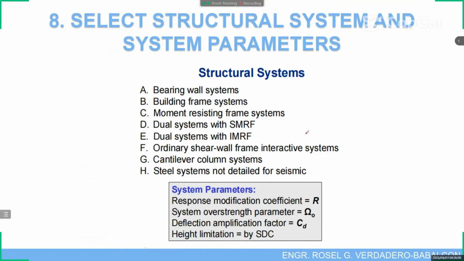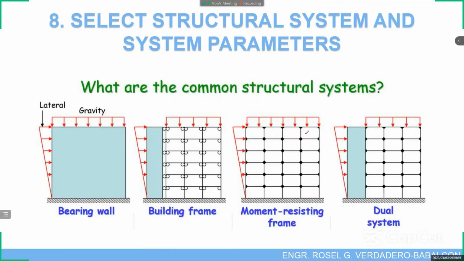So we have the bearing wall system, building frame system, moment resisting frame system, dual system with SMRF, dual system with IMRF, ordinary shear wall frame interactive systems, cantilevered column system, and steel systems not detailed for seismic. So these are the common structural systems. We have the bearing wall, building frame, moment resisting frame, and the dual system.